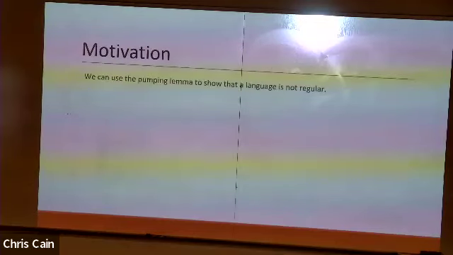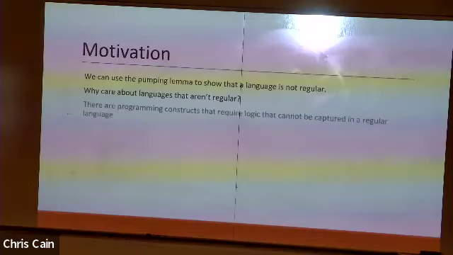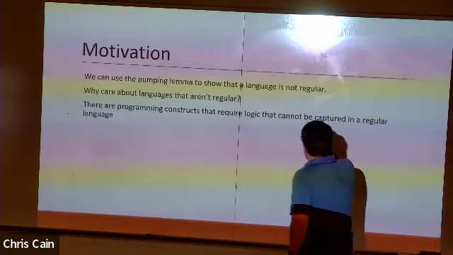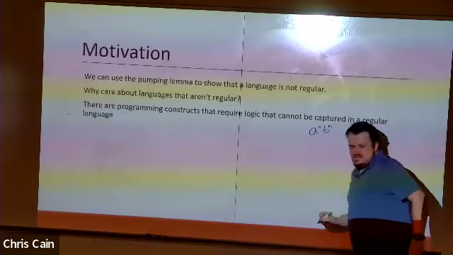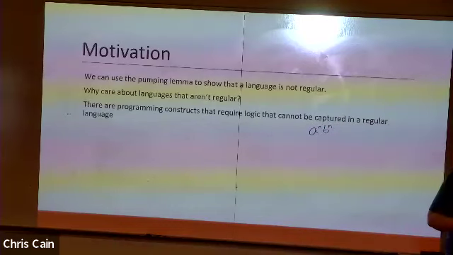We can use the pumping lemma to show that a language is not regular. Why in the world are we going to care about languages that aren't regular? Think about some particular programming constructs that cannot be captured by a regular language. We have a string, A to the n, B to the n. Does this remind you of any particular kind of programming construct?